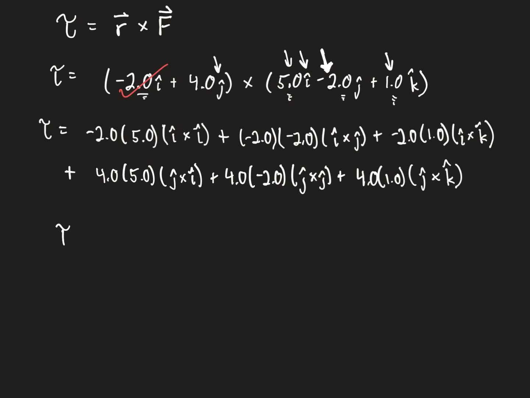Step by step. So torque. Now I can multiply the numbers. Negative 2 times 5. What's negative 2 times 5? Negative 10. I hat cross I hat. 0.